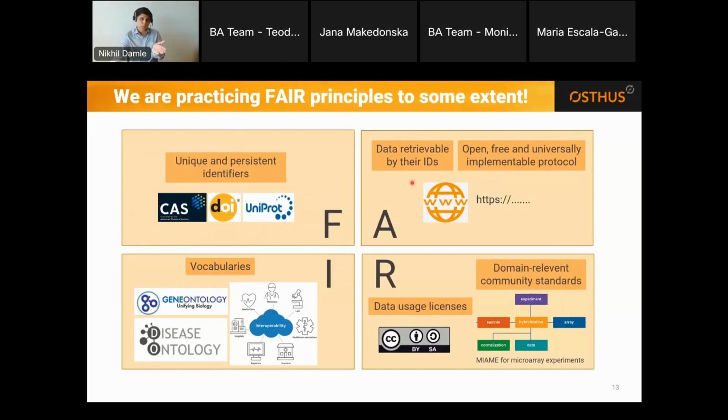Similarly, even today, a 3-year-old kid knows how to access information from Google. Some of us also know that Google or similar web services use HTTPS, an open, free, universally implementable protocol. And even today, our machines can retrieve information using these identifiers and these protocols from wherever the data is located.